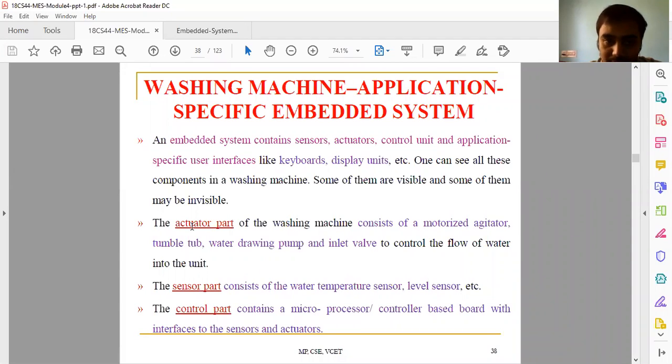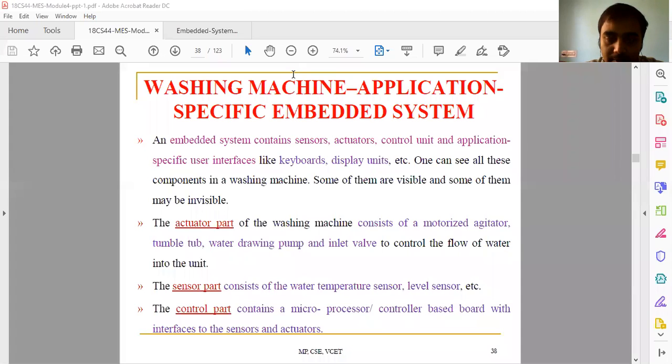Okay, so the actuator part of the washing machine consists of a motorized agitator. Here he says there are three different parts with respect to the washing machine: actuator part, sensor part, and control part. The actuator part consists of the motorized agitator, the motor, which is a part of the actuator part, as well as the tumble tub.